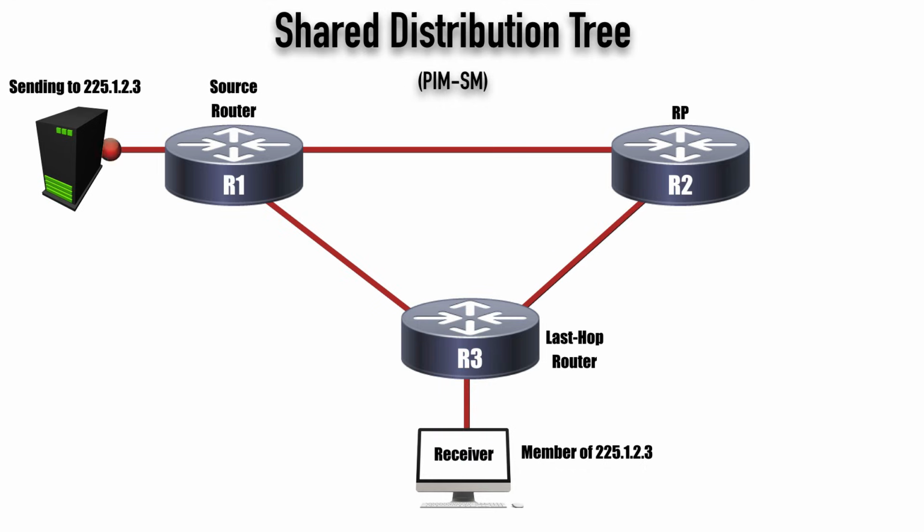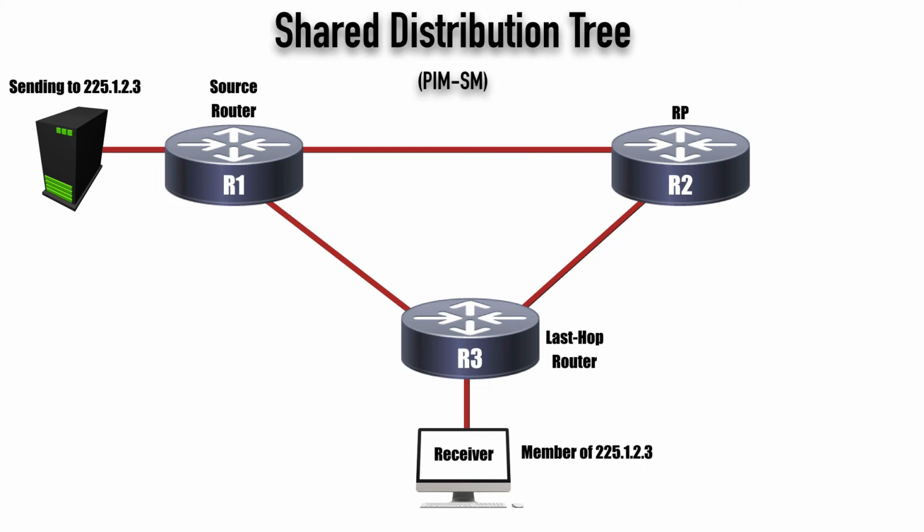So now the multicast source is going to send traffic to the rendezvous point, which is going to relay it down to R3, which then sends it out to the receiver. Well, that's great that we avoided that flood and prune behavior. However, we've got a downside here. That was not an optimal path to go from R1 to R2 to R3. It would have been much better if we just went from R1 directly down to R3, and R3 knows that.